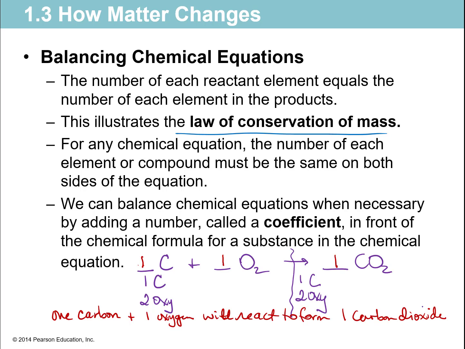So that's like if you were going to read this as a sentence, that's really what a chemical equation tells you. It tells you what the reactants are and what the products are. That's where the arrow comes in. It splits them, but you always have to make sure the total number of each is the same. So let's look at an example where that's not the case.